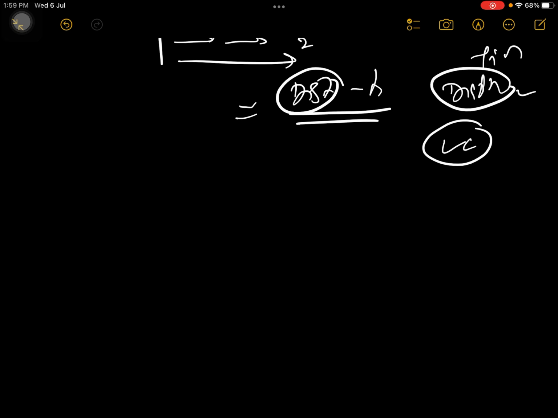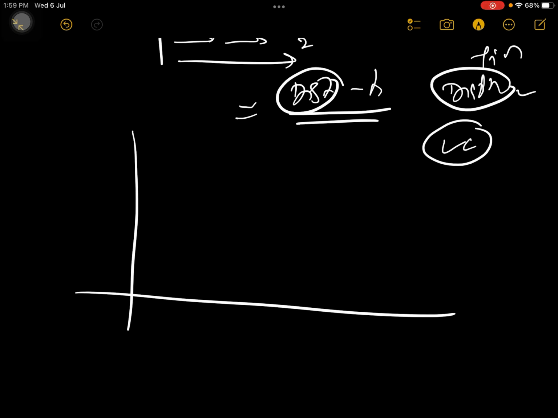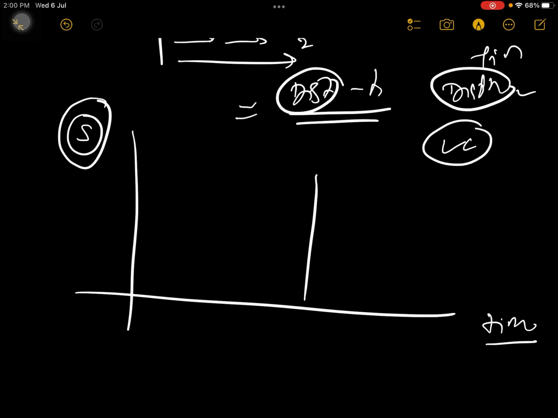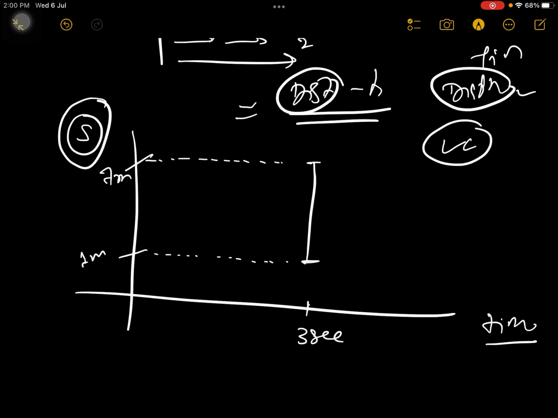Now see, what if I give you this graph? So this is your distance time. I'm repeating, distance time. Suppose I'm giving you this line. I will draw this line from here. Here I'm saying suppose 3 seconds. So suppose in the beginning you had a distance of 1 meter, and now suppose you have a distance of 7 meters. Just an example. So is this curve possible or not?